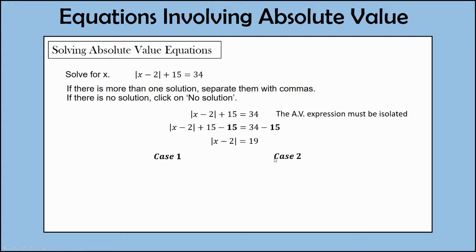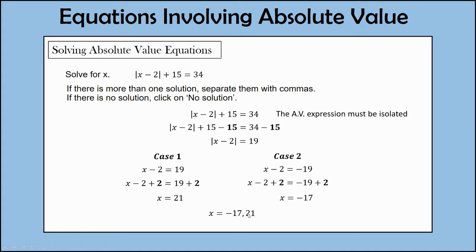We got to write two cases. One case when x minus 2 actually does equal 19. And a second case when this x minus 2 quantity equals -19, because we know the absolute value of -19 is 19. Okay, so there's my two cases. Now solve them. I'm going to add 2 to both sides, add 2 to both sides. x is 21, x is -17, and there's my two answers.